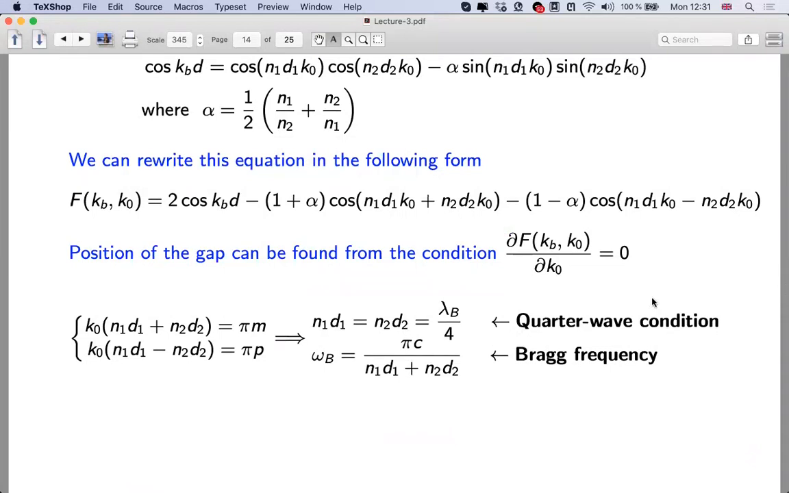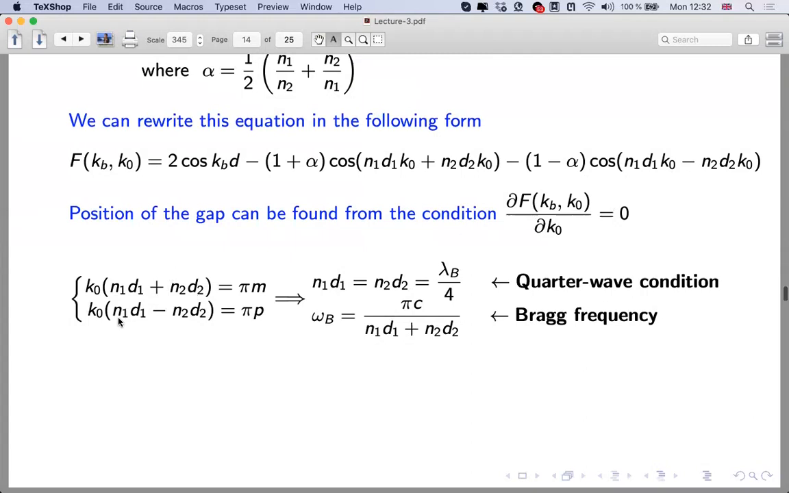I'm sorry, may I ask? Yeah, sure. I don't really understand why did we get lambda by 4. Okay, please have a look. I know that N1 D1 equal to N2 D2. Is it clear? Yes. So P is integer and M is integer, but I take just P equal to 0. So N1 D1 equal to N2 D2. Then I write the sum, N1 D1 plus N2 D2, it's just 2 N1 D1. Yes? Okay. And what is K naught? K naught is 2 pi over lambda.